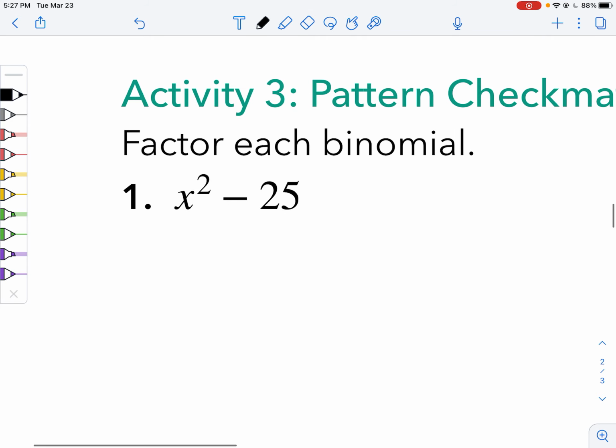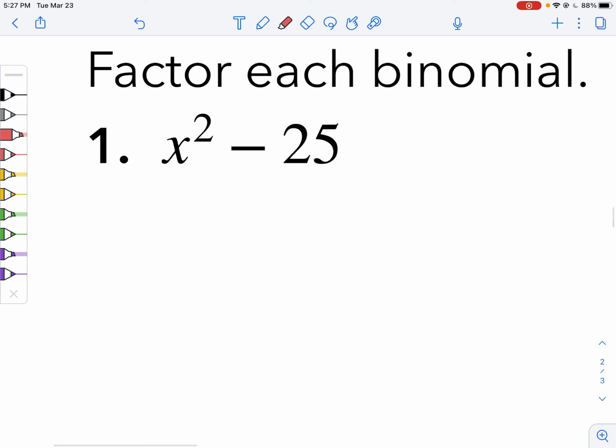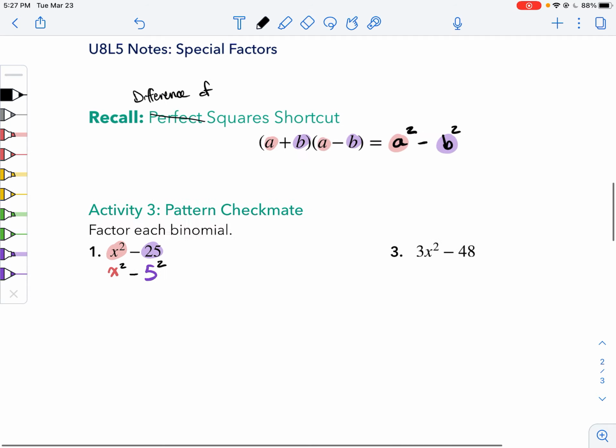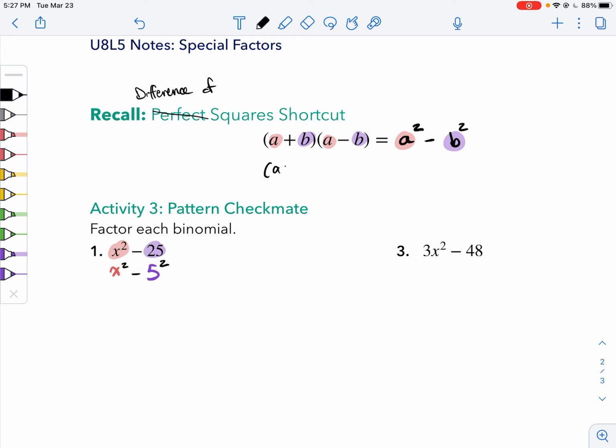Hey, look, we have a perfect square. X squared is equal to x squared. 25 is equal to 5 squared. Oh, nice. So in following that pattern, if we ever have a plus b times a minus b, that's going to be equal to a squared minus b squared.